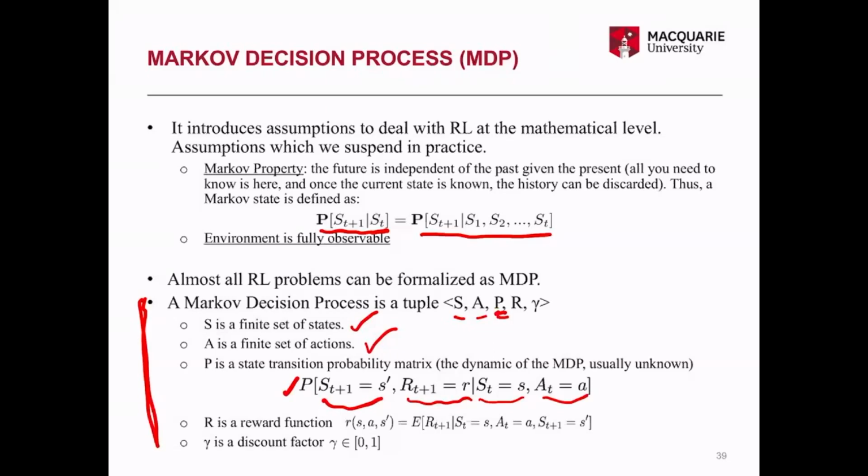The other one is the reward. It's a function, an expectation over the rewards you will receive. If you were in state S, you did action A, and you moved to S prime, it means that you're expecting to receive a certain amount of reward. And also a discount factor, which we discussed. It's basically the value of future rewards for our agent.